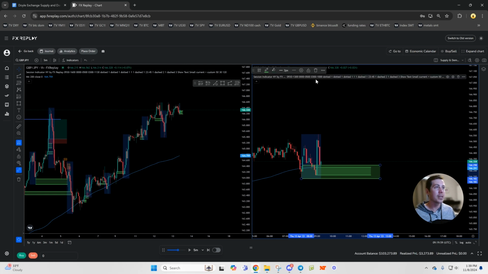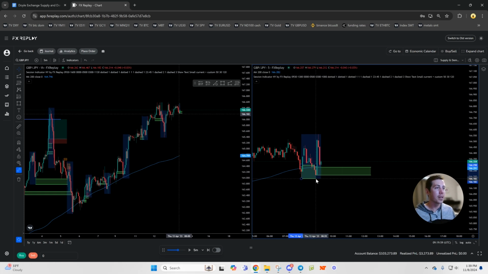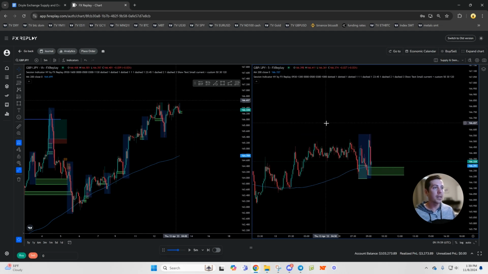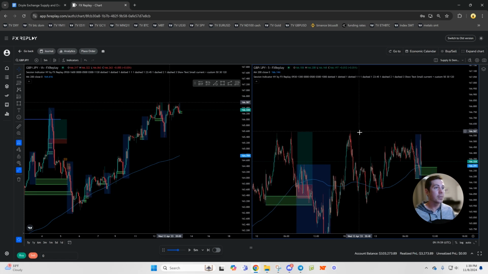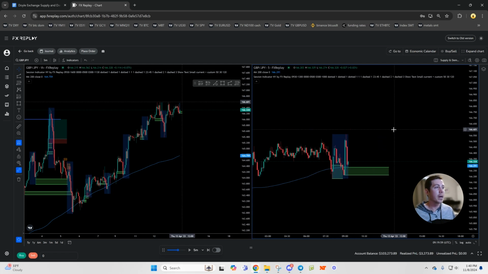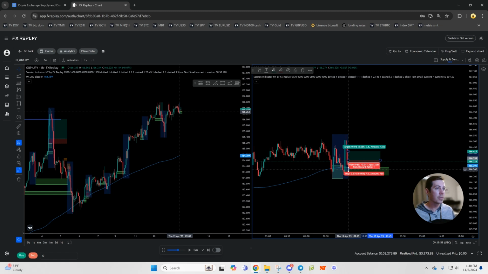So I'm going to go ahead and delete, or at least move this one back to the left. I'm playing off this most recent demand level that we have now wicked into. It is still London session, it's still an uptrend. We have not yet closed significantly above these relative equal highs. So I think this is probably one at least worth attempting with his model.